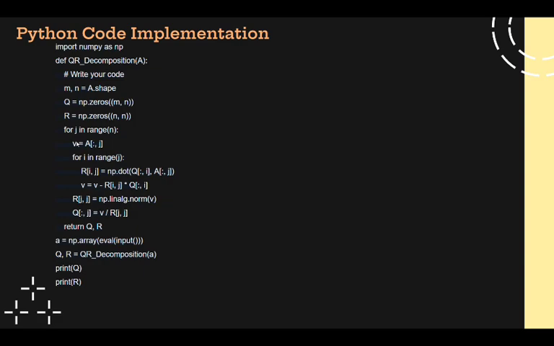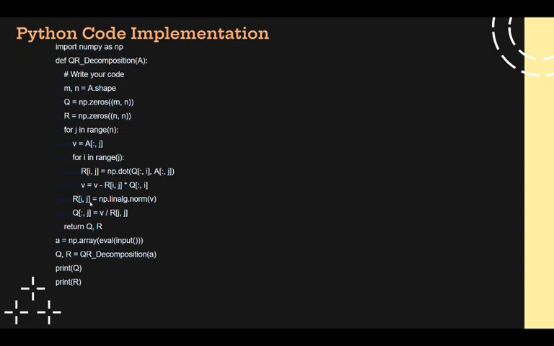We extract the jth column of A and call it v. This is the column we are going to orthogonalize. Then we loop through the previous columns of Q using i. This is to make v orthogonal to those columns. Here we calculate the projection of v onto the ith column of Q. The result is stored in R[i][j], which represents the magnitude of the projection. Next, we subtract this projection from v. This removes any component of v that overlaps with the previous columns of Q, making v orthogonal.